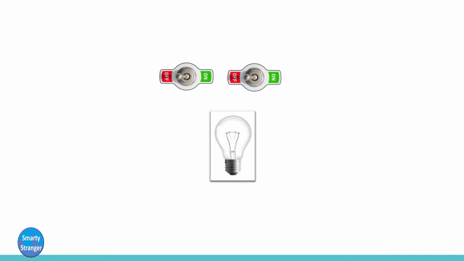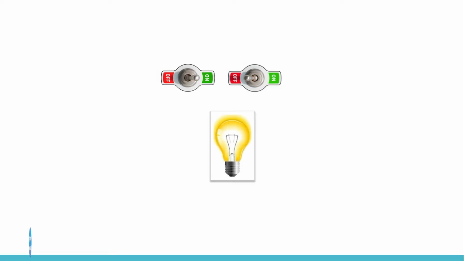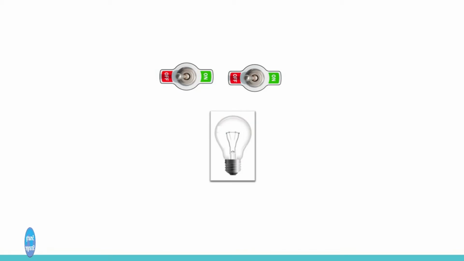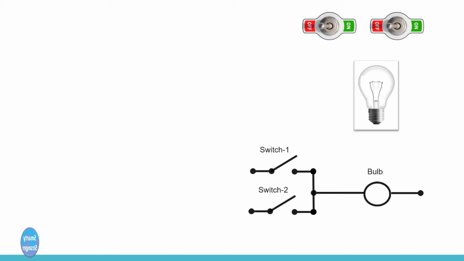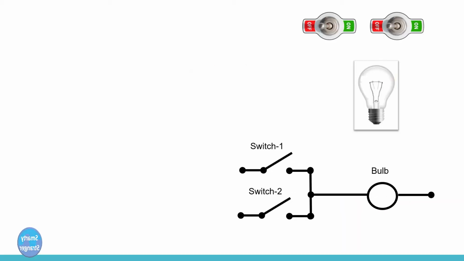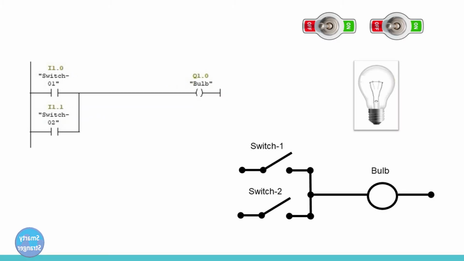First, we take a look at our previous examples. We have two switches and an output. Our purpose is that when any input is high, the output will be high. If we draw this example in a circuit diagram, it would be like this. And the program of the circuit looks like this.